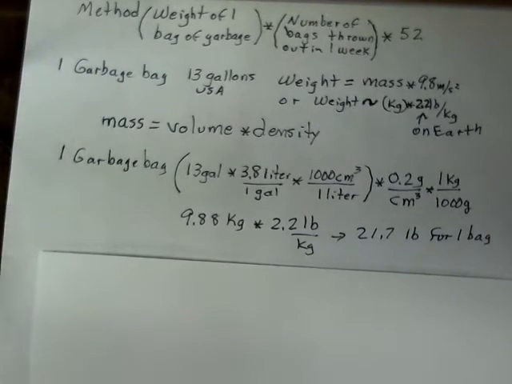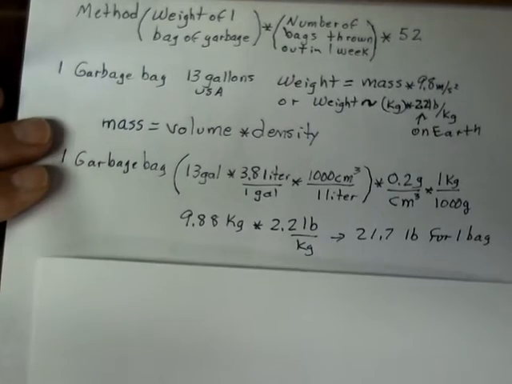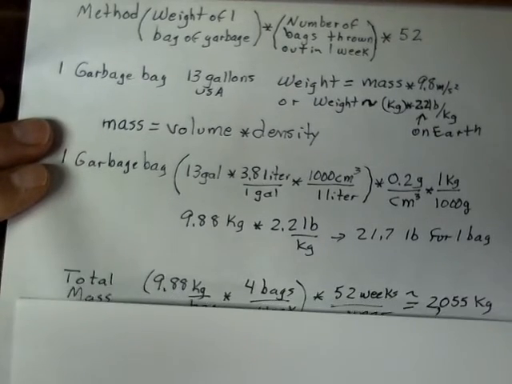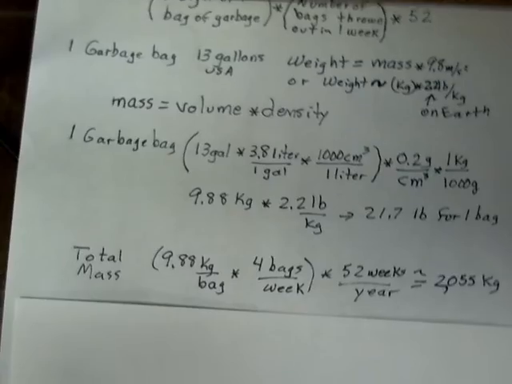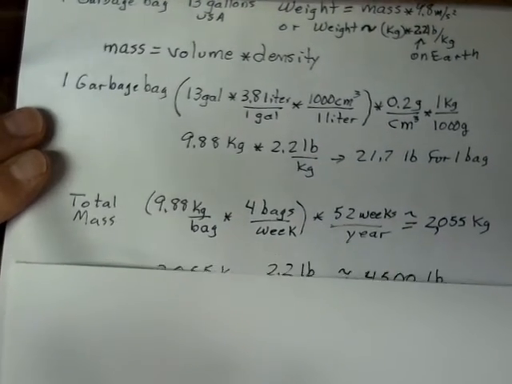Perhaps slightly high, but again, in Fermi estimation type problems, you don't know the true answers. You're estimating. Well, the total mass then, if we have the mass for one bag, 9.88 kilograms, we're going to throw 4 of those bags out a week for trash, 52 weeks in a year. So a little over 2,000 kilograms of mass of garbage.